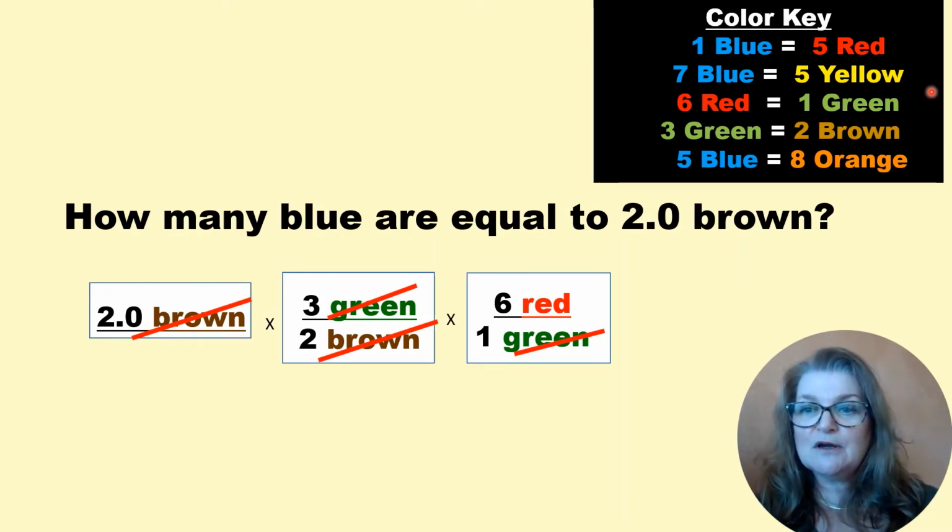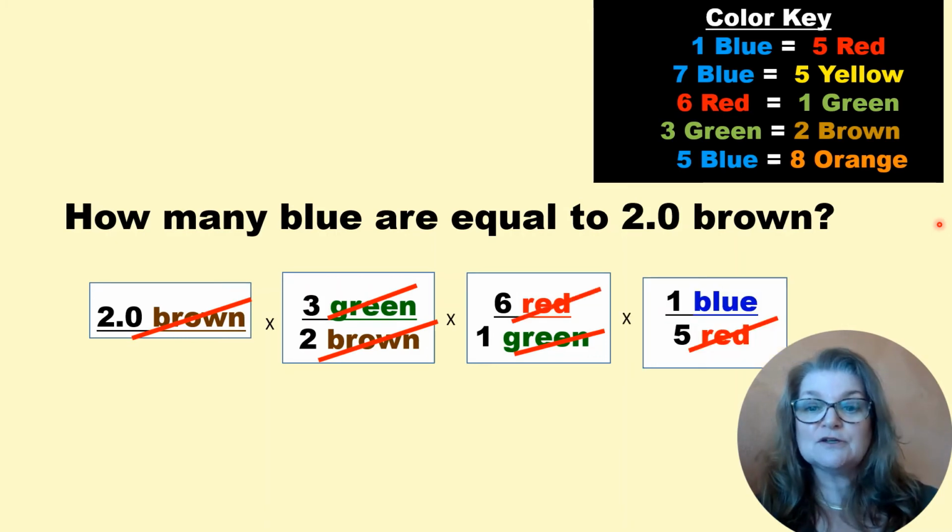So we go back up to our conversion factors and we see we do have one that goes from red to blue. And since red is already in the numerator, in our next conversion factor, we're going to put red in the denominator. So we're going to write that conversion factor as 1 blue over 5 red. Cancel out the units and we're left with blue as the only unit, which is what we're looking for.